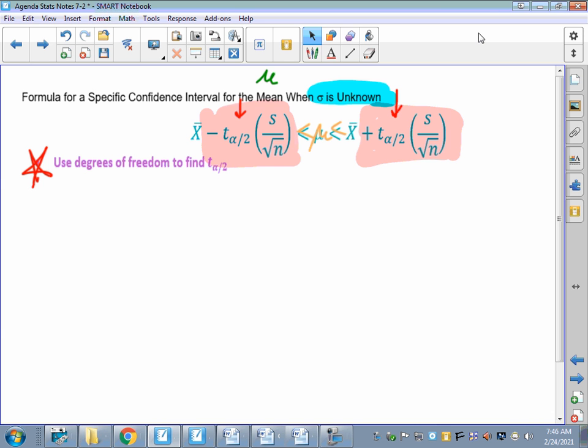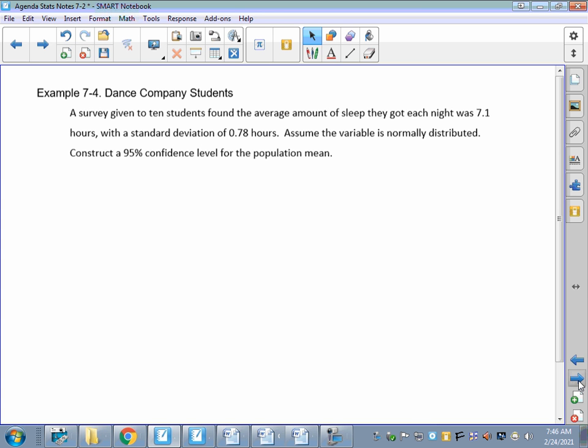So I know it's long, but I'm hoping everybody's going to tell me that it feels really the same as what we did previously. So let's do an example. Dance company students. A survey given to 10 students found the average amount of sleep they got each night was 7.1 hours with a standard deviation of 0.78 hours. Assume the variable is normally distributed.